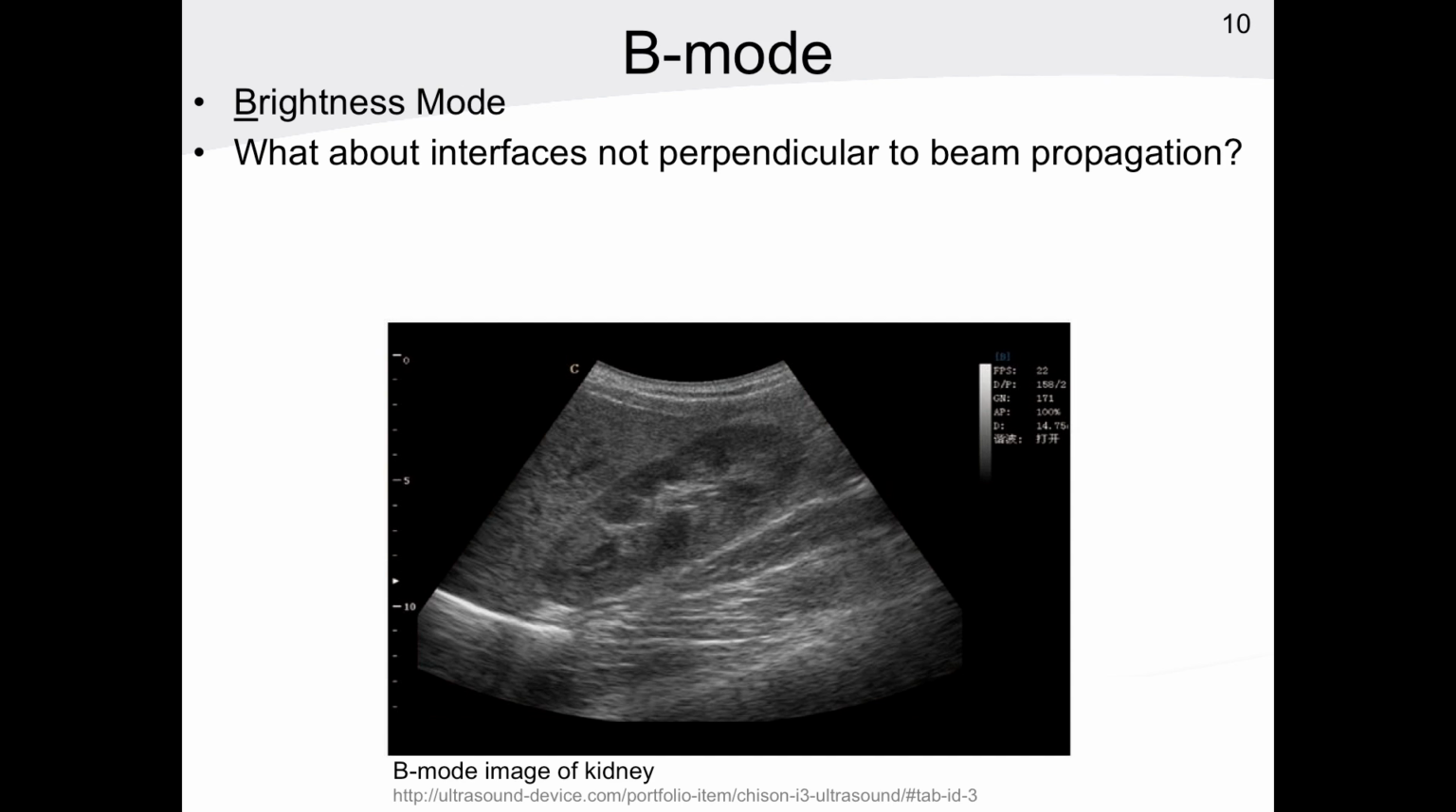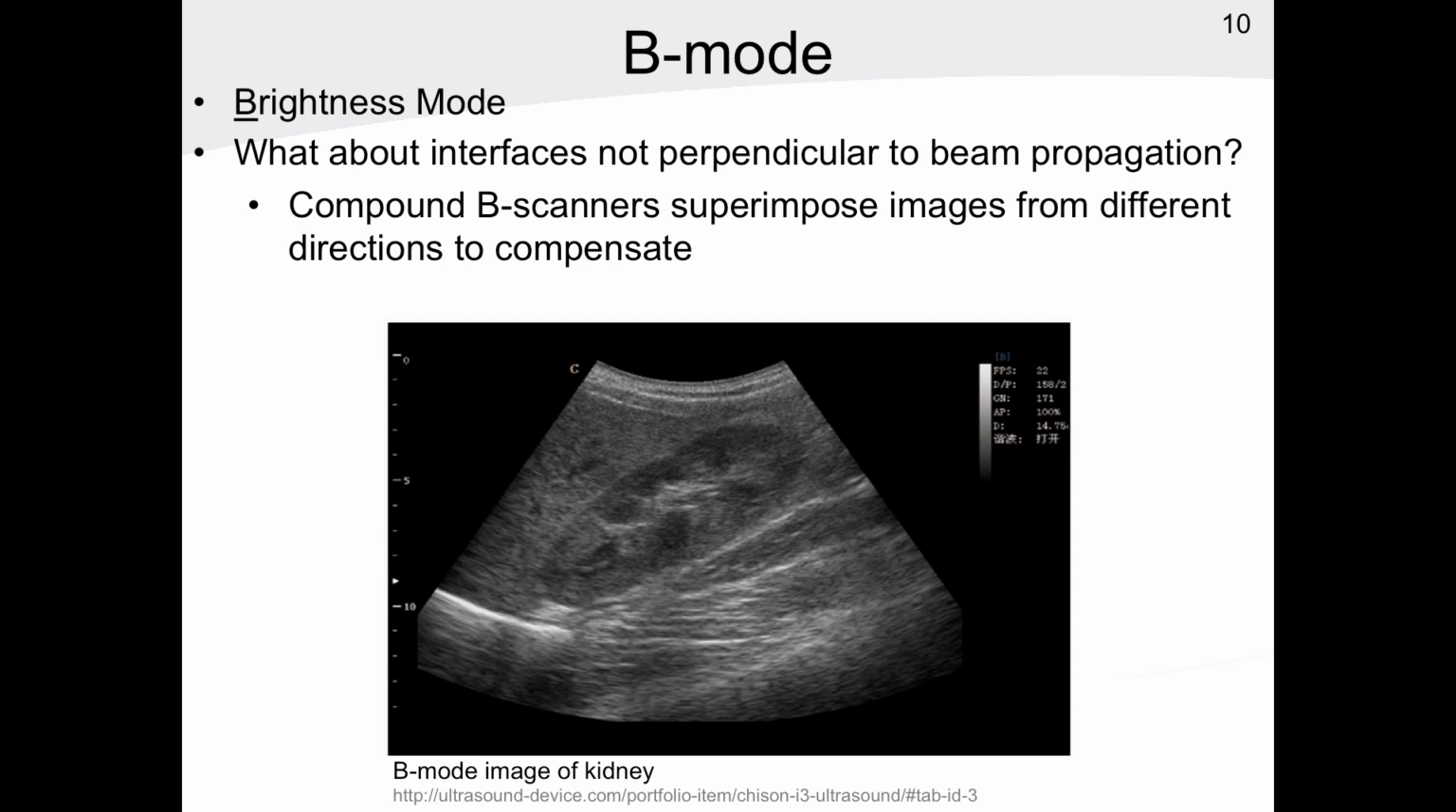What about interfaces that aren't perpendicular to the direction of beam propagation, where the ultrasound beam won't be reflected directly back to the transducer, but might be refracted off in a different direction? Well, to account for this, compound B scanners have been developed, which essentially superimpose images from different directions to compensate for the effects of refraction and these non-perpendicular boundaries.